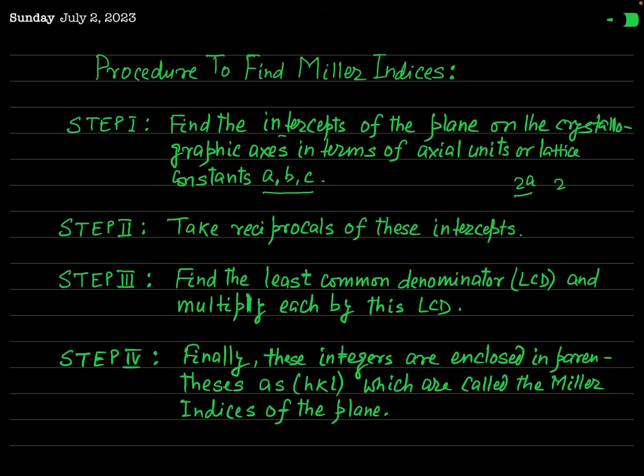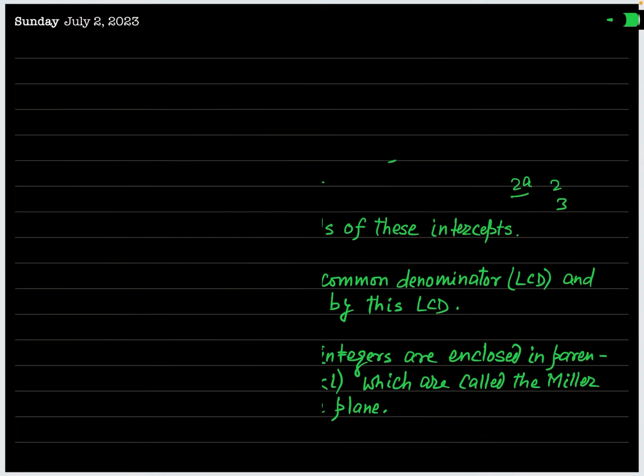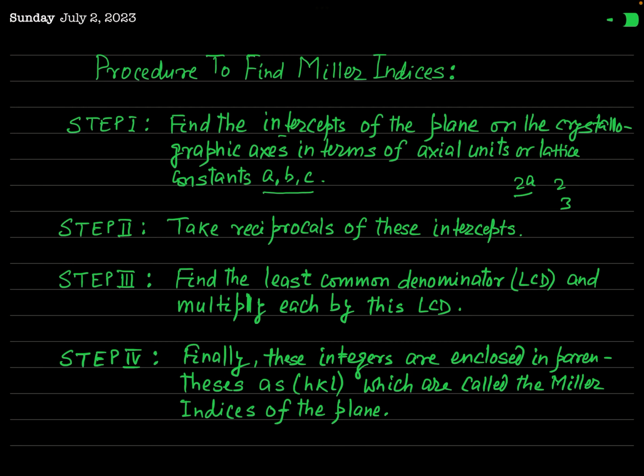If the intercept of the plane, let us say, on another crystallographic axis, that is the y-axis, is 3b, then you have to write only 3, not 3b.